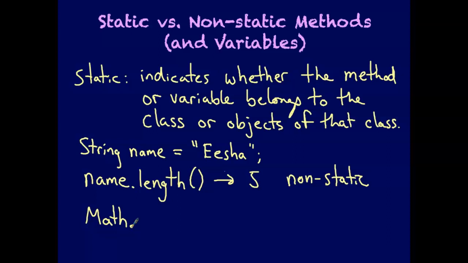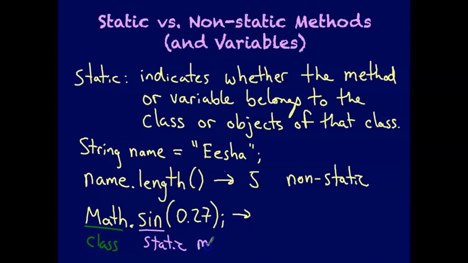Everybody's name is different. So the way I would use the math sine function is to use the class name, math.sine, and then whatever value I want here, 0.27. Okay, and this would give me whatever that actually is. I've just made up that value, 0.27. But the point here is that this is a class name, and it turns out that the sine function is a static function, or static method, because it belongs not to the objects but to the class itself.